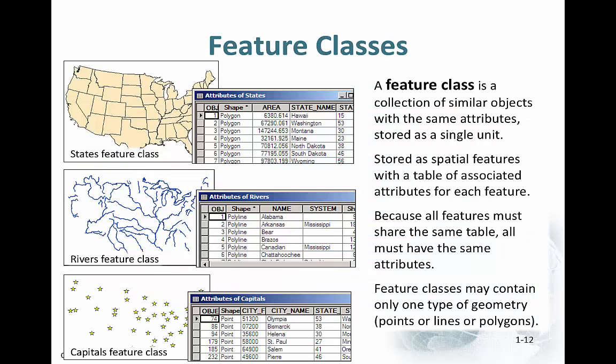A feature class is a collection of similar objects sharing the same attributes and type of geometry. Shown here are states represented with polygons, rivers represented with lines, and capitals shown as points.